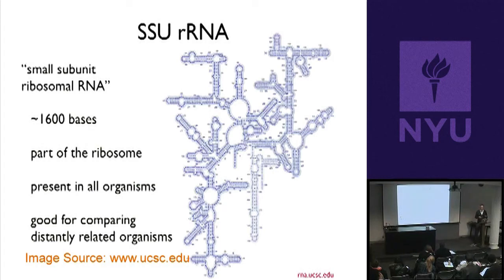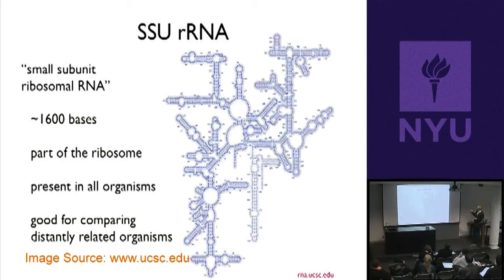Okay? And so in order to build the whole tree of life, you need a gene that every organism has. Okay? You can't use, for example, the lactose permease gene because not every organism has that gene. You can't use a lot of genes that we have because many organisms don't have those genes. So you have to find a gene that's present in all organisms. And so the ribosome is a good place to look because the ribosome is present in all organisms. Okay? And so there are two major RNAs that contribute to the ribosome. There's what's called the small subunit and the large subunit.